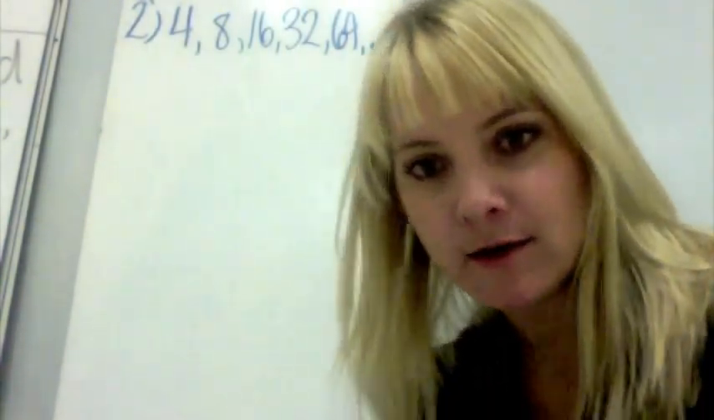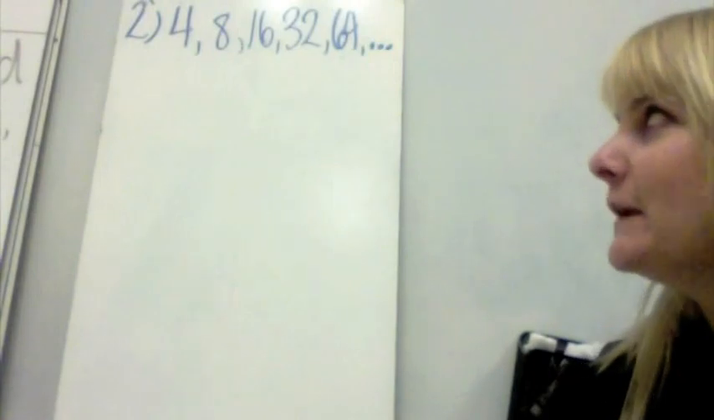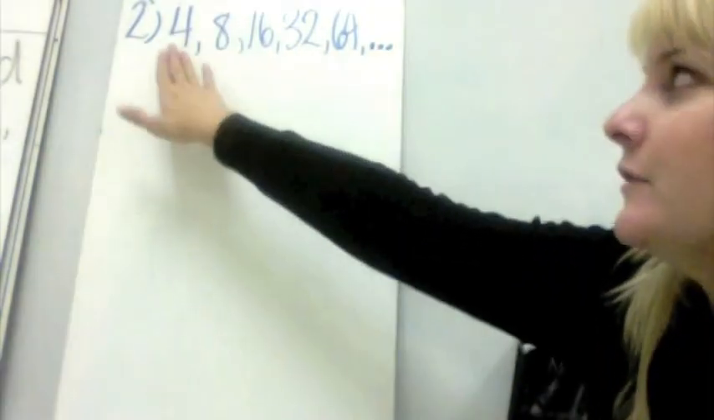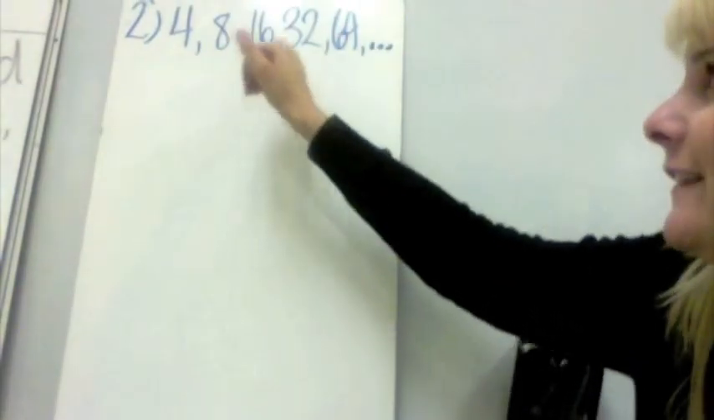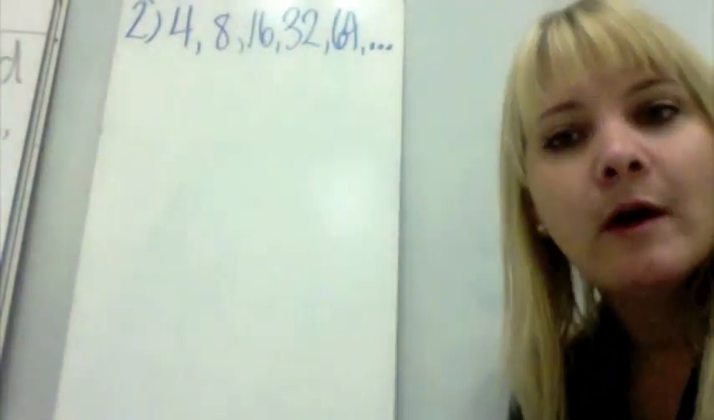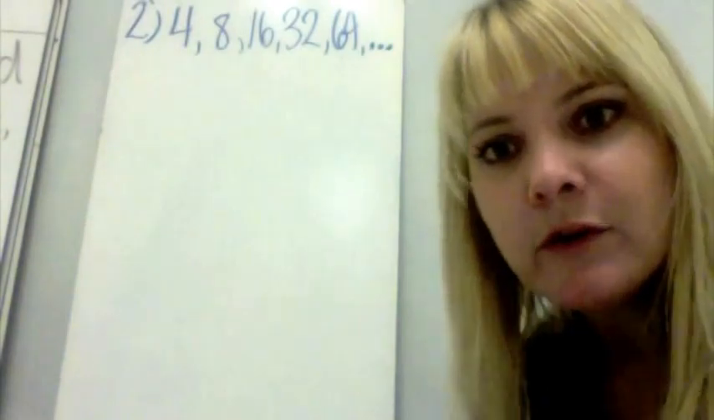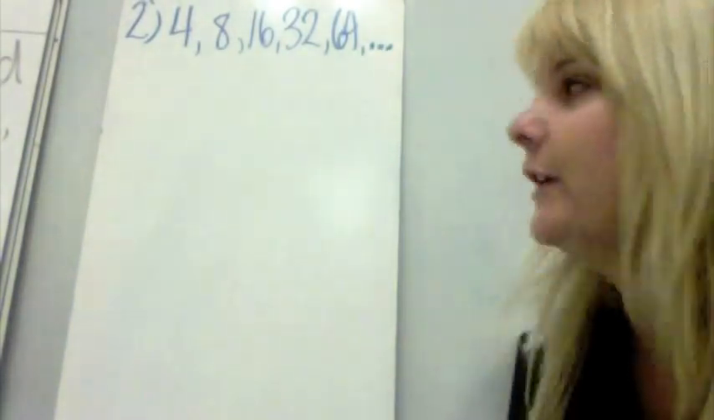All right, so we're taking a look at the next sequence, 4, 8, 16, 32, 64. Now we can tell right off the bat here, if we went that layer deep, to get 4 to 8 we add 4, 8 to 16 we add 8, 16 to 32 we add 16. So we don't have a common difference there. So we're going to try to take a look at our common ratio.